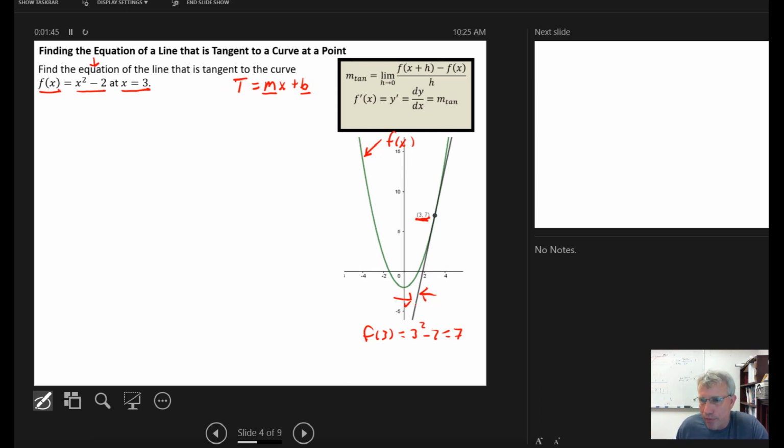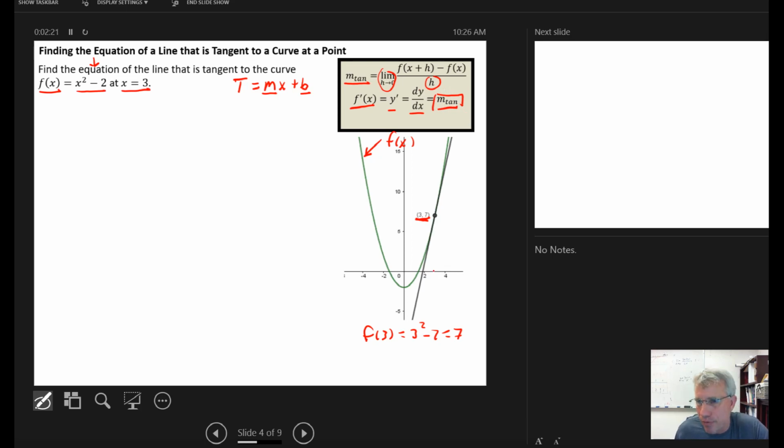But to find the slope of a line that is tangent to a graph, we can use the tool that we developed in the previous video. We discovered in the previous video that the slope of a line that is tangent, m tangent, can be found using the difference quotient by taking the limit as h goes to 0 of the difference quotient. And we also identified that there were different synonyms for the slope of a tangent line: f prime of x, y prime, dy/dx, instantaneous rate of change. Those are all synonyms for the slope of a tangent line.